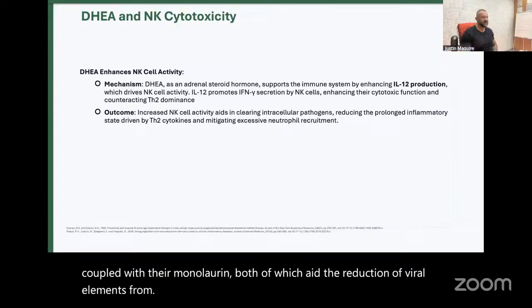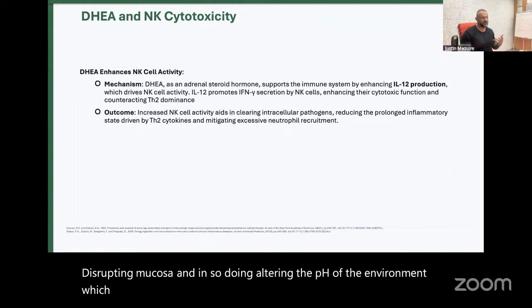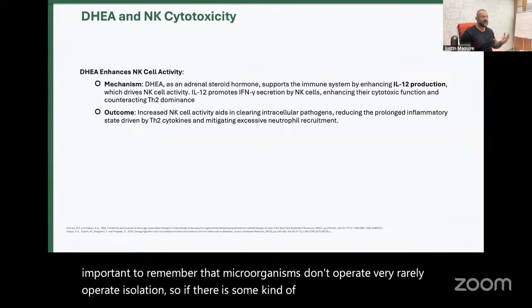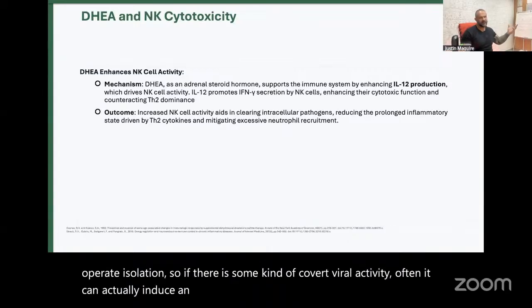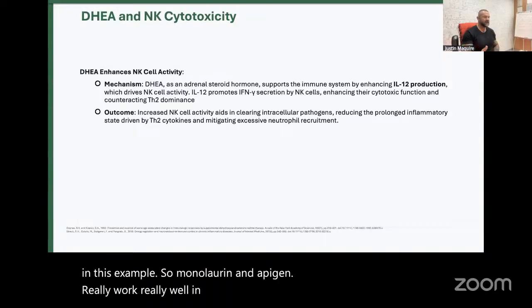Apigenin coupled with monolaurin, both of which aid in the reduction of viral elements disrupting the mucosa, and in so doing altering the pH of the environment, which can afford recurring overgrowth of variables such as candidiasis. It's important to remember that microorganisms very rarely operate in isolation. So if there is some kind of covert viral activity, often it can actually induce an environment that can promote fungal overgrowth, as in this example. So monolaurin and apigenin work really well in order to reduce the likelihood thereof.